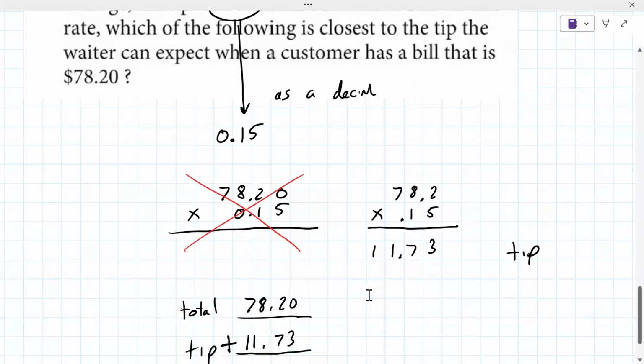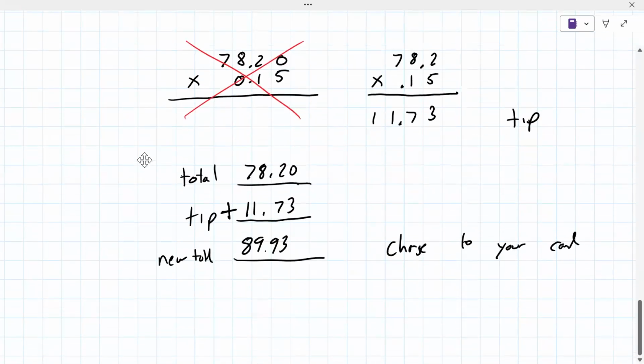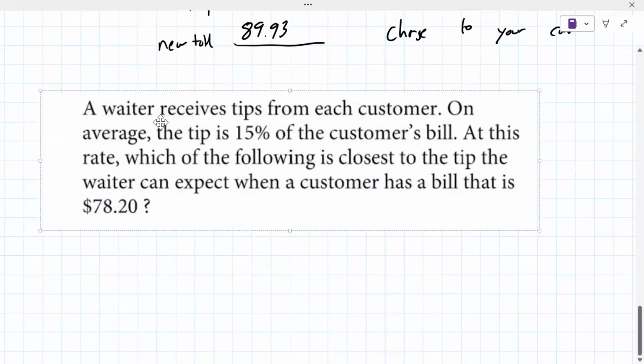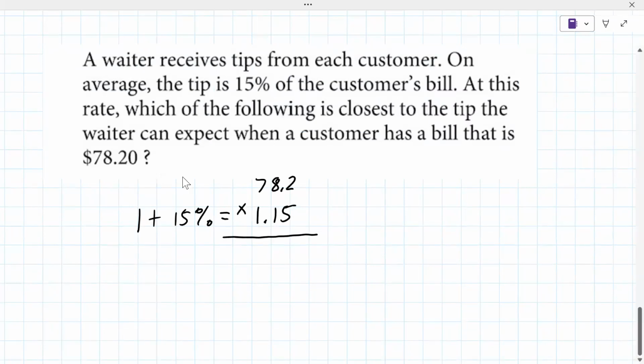Okay. So this is the first approach where you figure out the amount of the tip, like we did in the last problem, and then you add it to the original. The alternative approach is to use that 1 plus. So 1 plus 15% is 1.15 because 15% is really 0.15. And then you take that 78.2 and you multiply these numbers together. Could you do that for us, please?